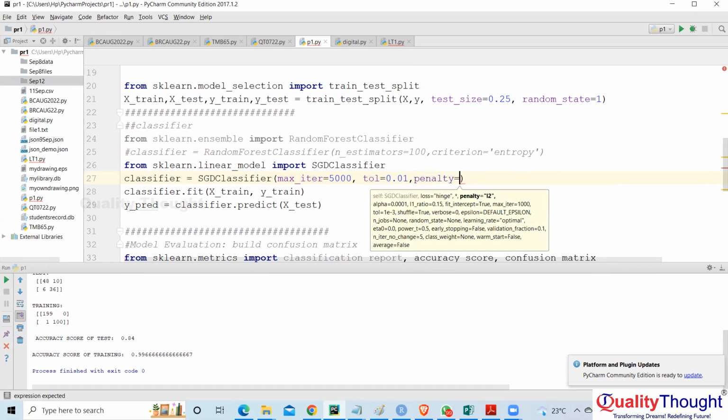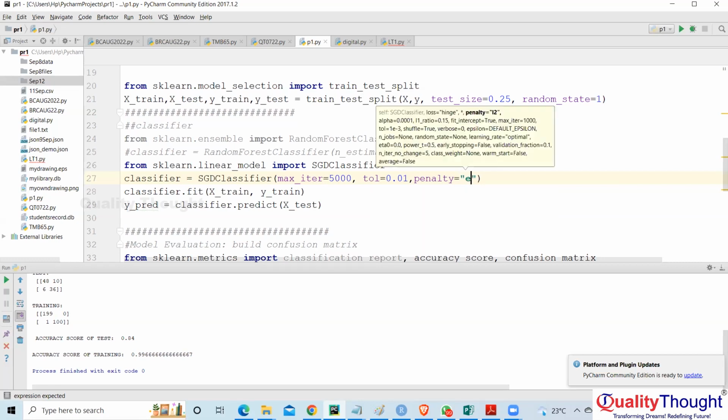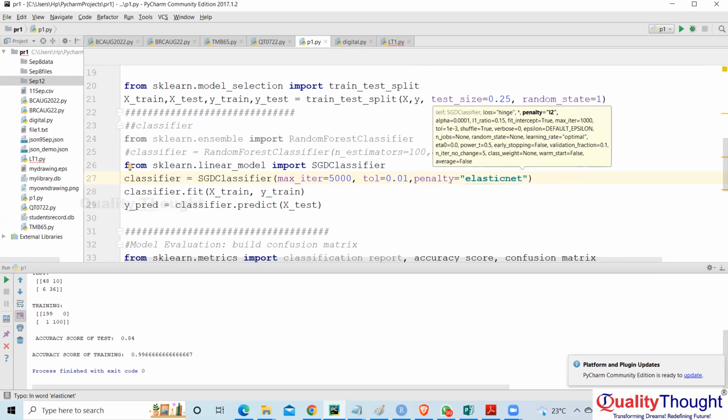Penalty is like which algorithm, which model it should begin with. See, the STD is the procedure. But which algorithm should you run? I'm going to say elastic net or linear model.